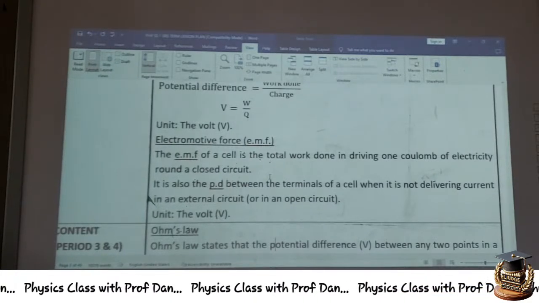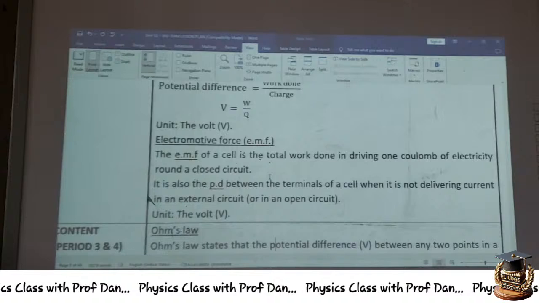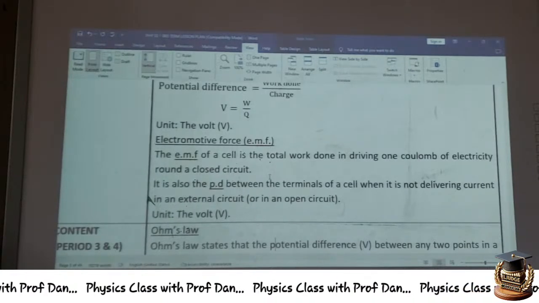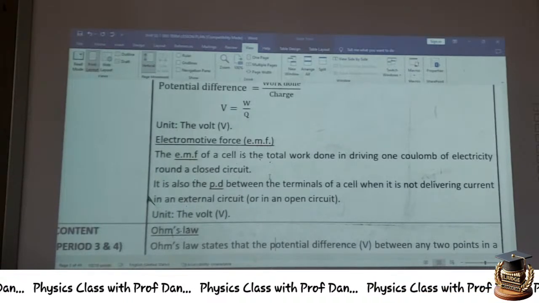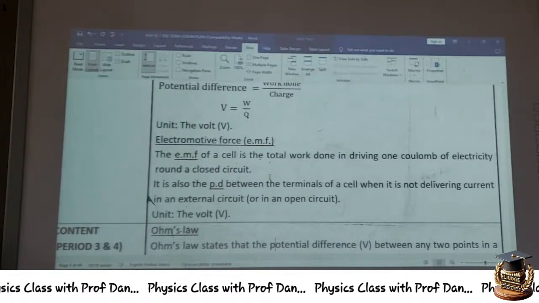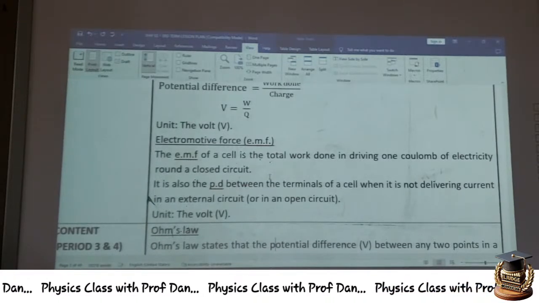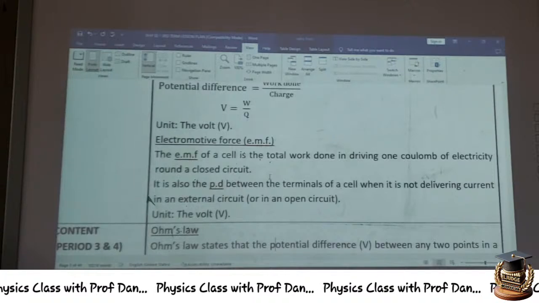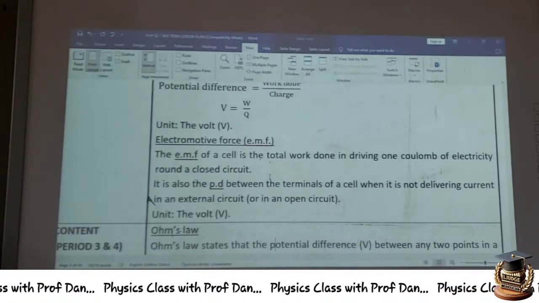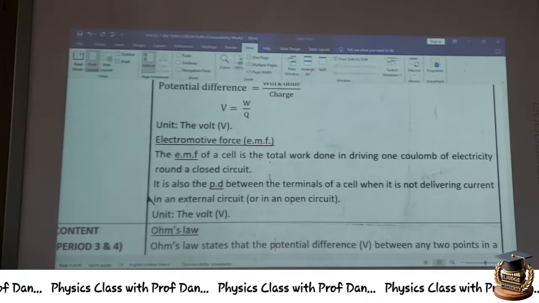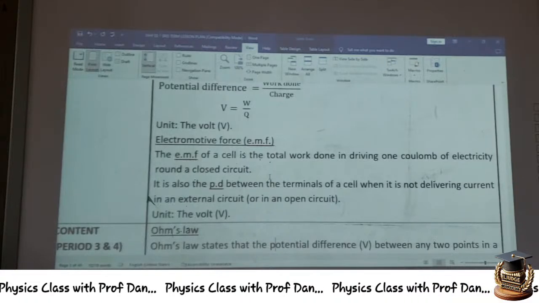So when you have an open circuit, it means the key is open. Closed circuit, the key is closed. But in a short circuit, it means that there is no load connected. The circuit is closed and there is no load connected to the battery. So that is a short circuit. So let's move on.